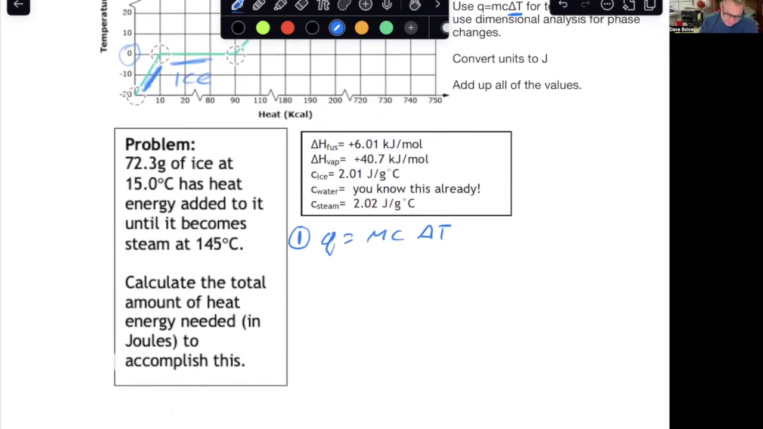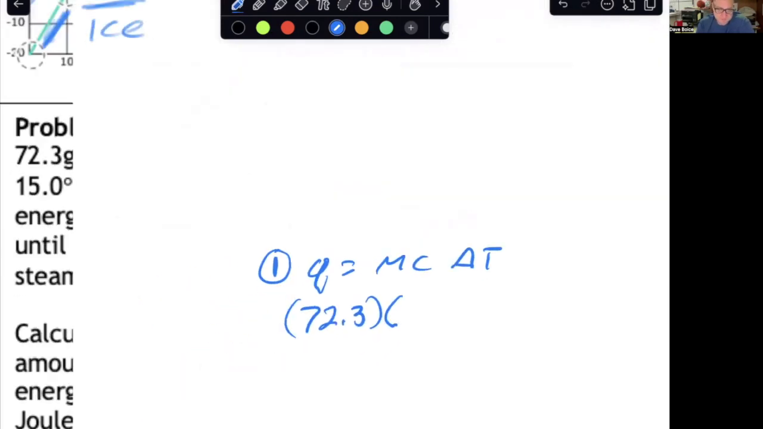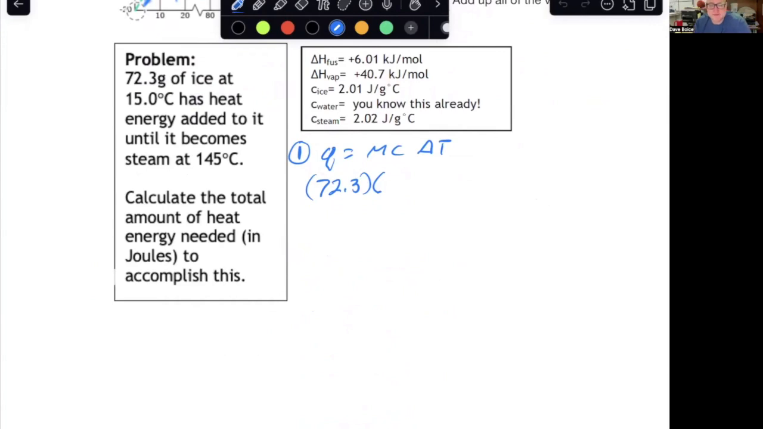So I'm going to put my mass of 72.3 grams. Remember, if for some reason this is not in grams, you would need to convert it to grams. C, now we have different C values depending on what it is. So you have ice, water, and steam. We have a value of C for ice, water, and steam. Now for water, you do need to know the C of water, and that is 4.18 joules per gram per degree Celsius. And 4.18 joules is equal to 1 chemistry calorie.